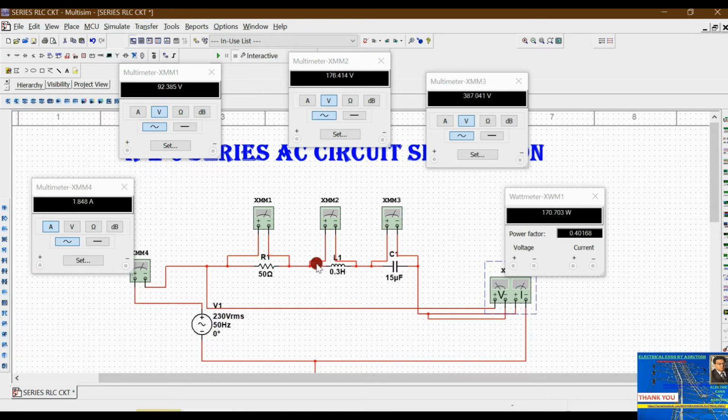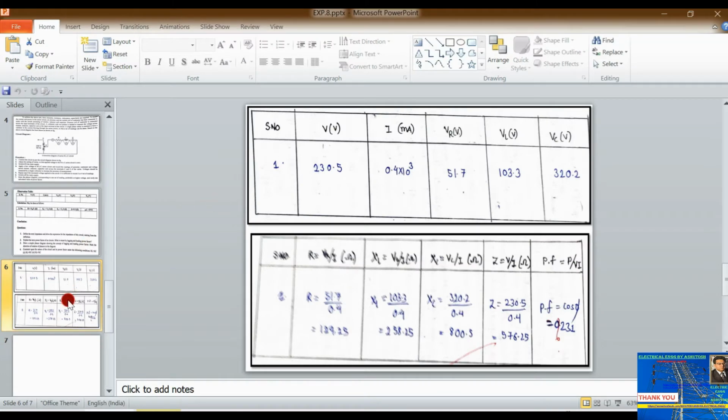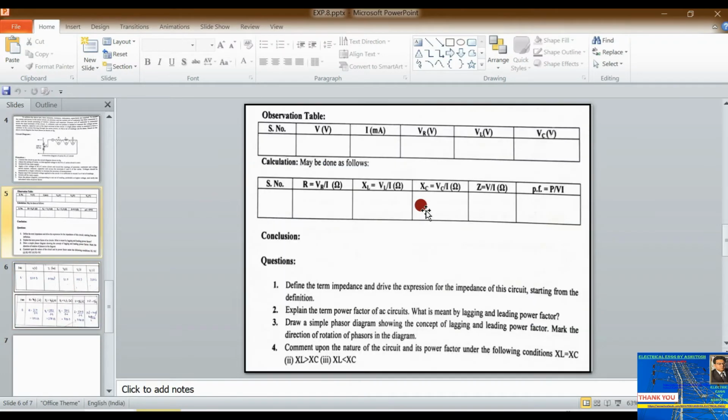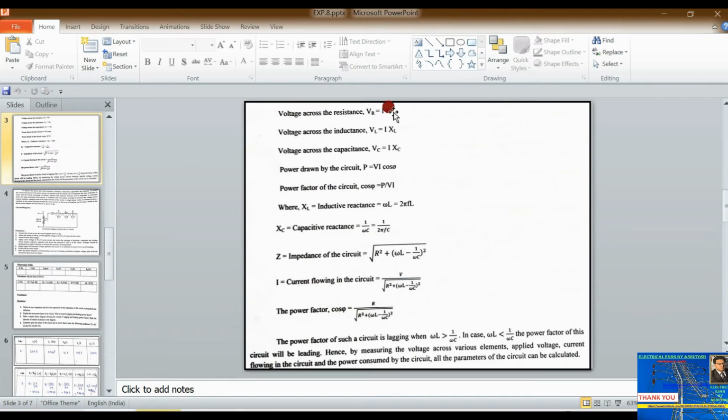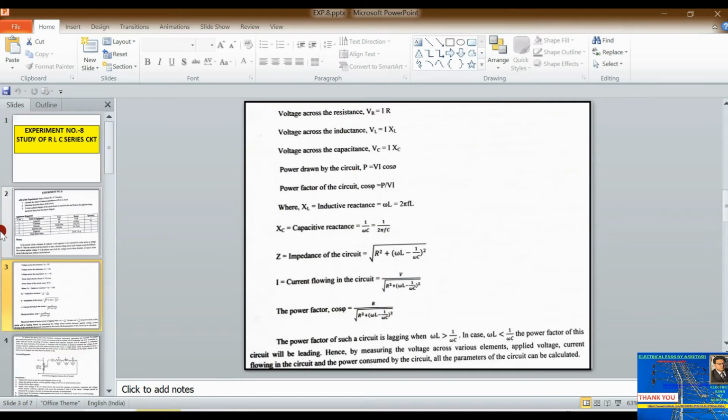You can also change the values over here. You can do it for yourself in Multisim software. See here, according to this reading, these are the voltages across each component. So this is the verification. Once you solve the numerical, you can verify whether it is correct or not. So this is how we perform the RLC series circuit, and these are the formulas given in the slide I already shared with you.